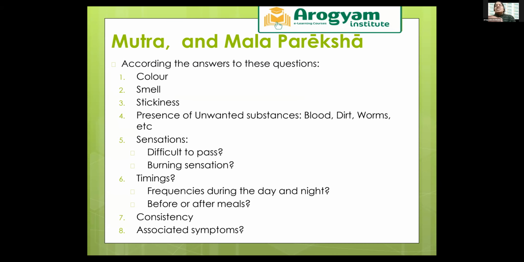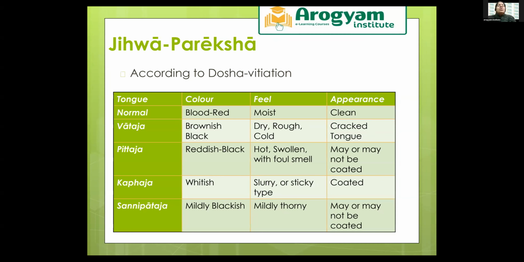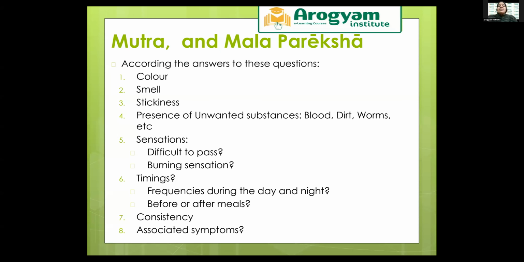Then consistency kaisa hai, associated symptoms, what are all these are generally seen. See, what happens is sometimes generally mutra, that is urine ka normal color hai straw yellow color. So that is a specific term that is given. So straw yellow color and motions ka to stercobilinogen के presence के वजह से yellowish color दिखाई देता है. And the smell should be normal.